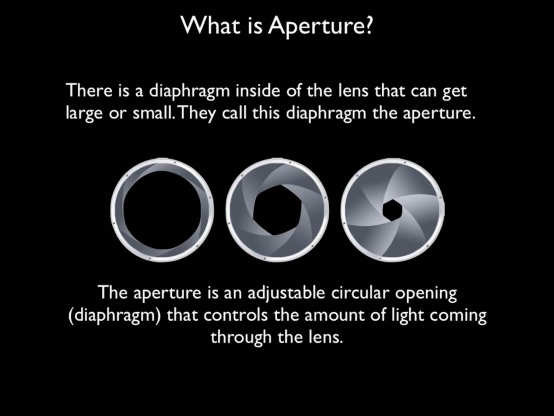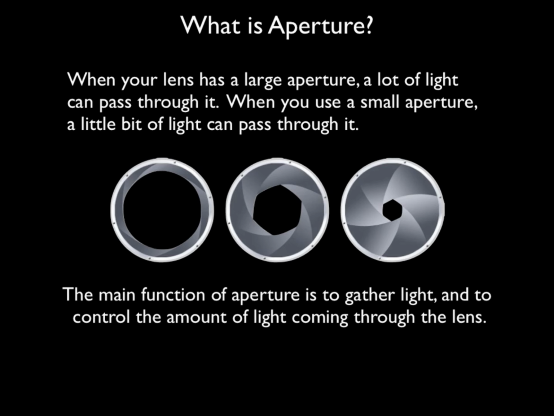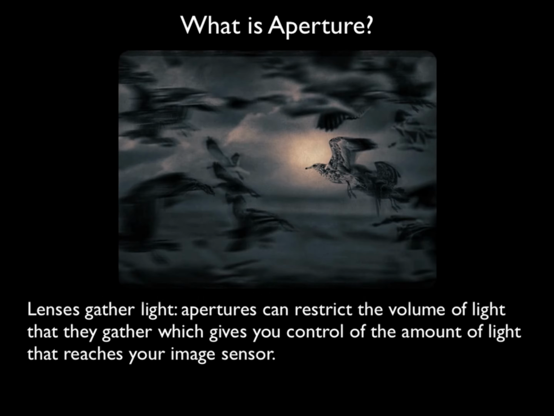The aperture is an adjustable circular opening that controls the amount of light coming through the lens. When your lens has a large aperture, a lot of light can pass through it. When you use a small aperture, a little bit of light can pass through it. The main function of aperture is to gather light and to control the amount of light coming through the lens. Lenses gather light. Apertures can restrict the volume of light that they gather, which gives you control of the amount of light that reaches your image sensor.